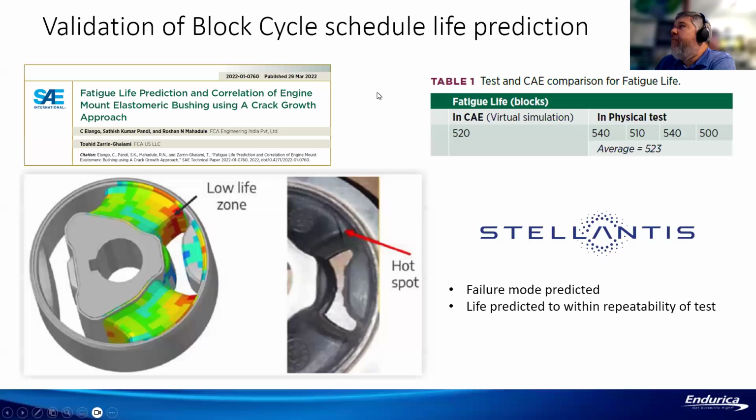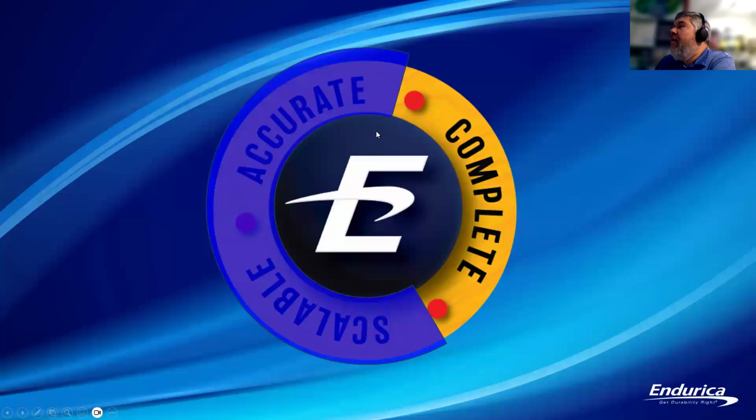So it is quite possible, even under complex loading scenarios. And I've got another example I'll show with a little bit more detail about how these things work. But those are some examples of ways in which the code can bring you accuracy. So let's talk about completeness now.